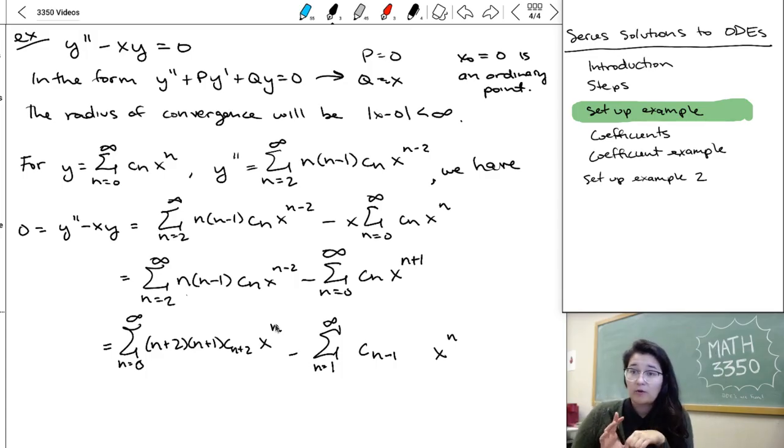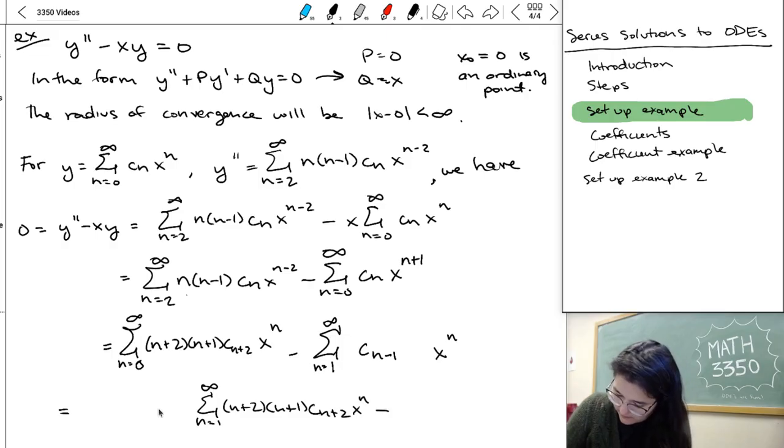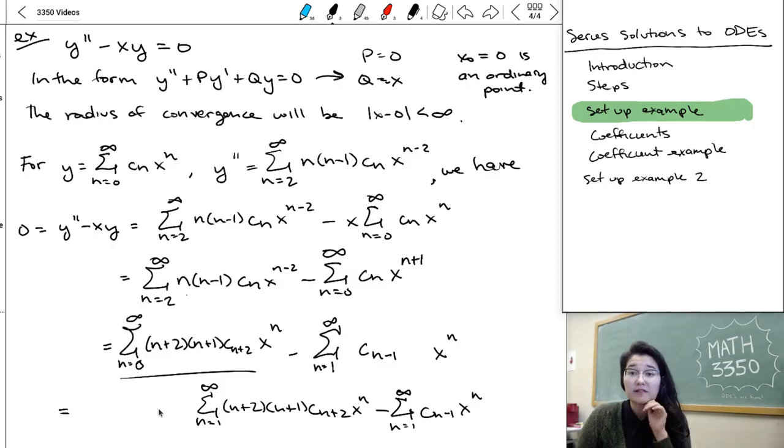Okay. So now that my two series have the same power of x, I can go ahead and meet the second condition that they have the same lower bound. I tend to like moving all of mine up to the same thing, so I'm going to move all of mine up to n equal 1. So I want this first series to start at 1, but it starts at 0, so I need to go ahead and correct for that.